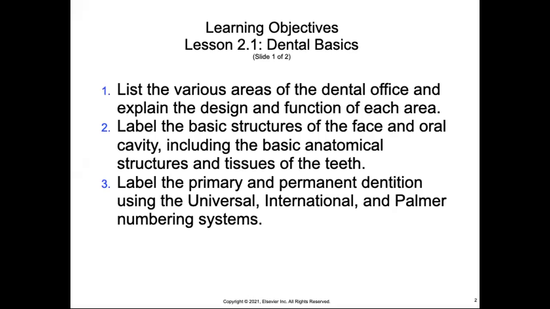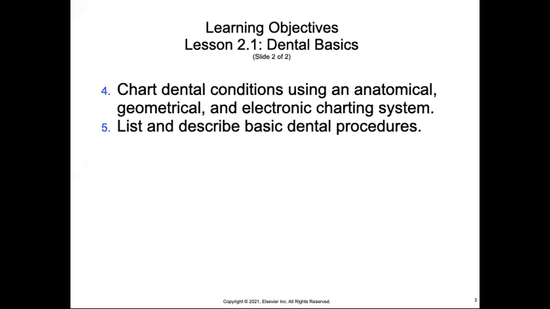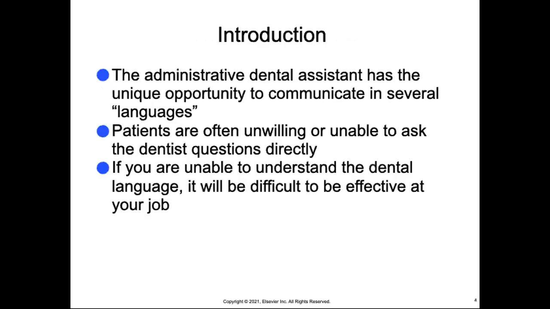We'll label the basic structures of the face and oral cavity, including the basic anatomical structures and tissues of the teeth. We'll label the primary and permanent dentition using the universal, the international, and Palmer numbering systems. We'll chart dental conditions using an anatomic, geometric, and electronic charting system, and describe the basic dental procedures. I really like this chapter because it gets to the nitty gritty of dentistry, basically how the day will flow, where the patients will go, the layout of the whole office.